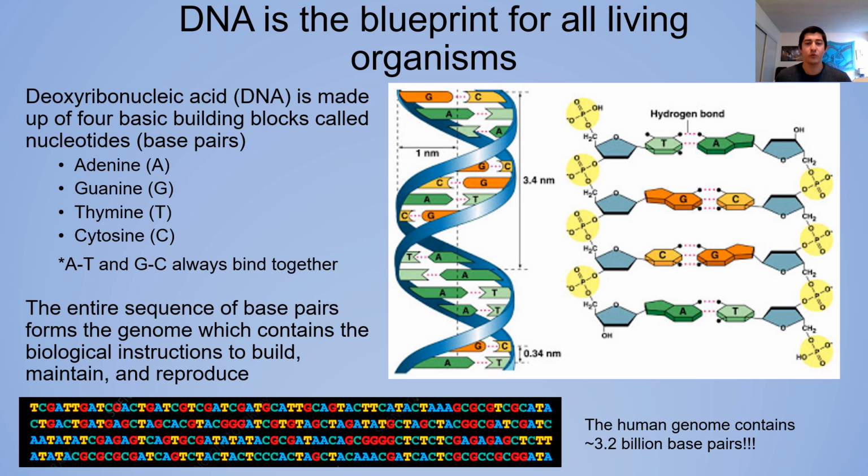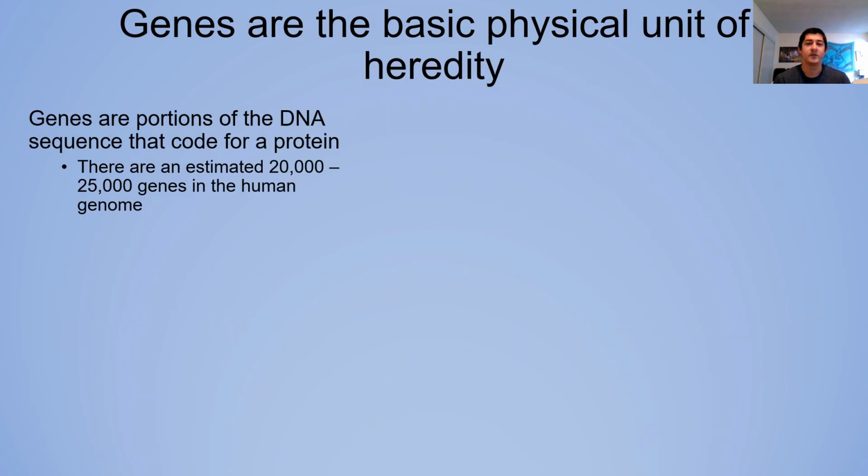And now that we're familiar with what DNA is, its structure, we can zoom out a little bit and look at the next functional unit of DNA and our genetic makeup. So genes are the basic physical unit of heredity. So when we talk about things being passed on through the generations, we're talking about usually changes in genes. And these are entire portions of the DNA whose sequence codes for a protein or some functional product in the body. In the human genome, there are an estimated 20 to 25,000 genes.